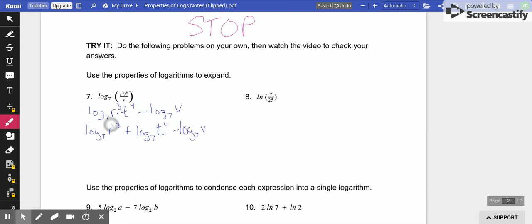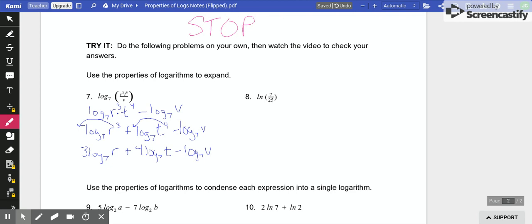And finally, I'm going to use the down and front property to drop those exponents. So we have 3 log base 7 of r plus 4 log base 7 of t minus log base 7 of v, all expanded.